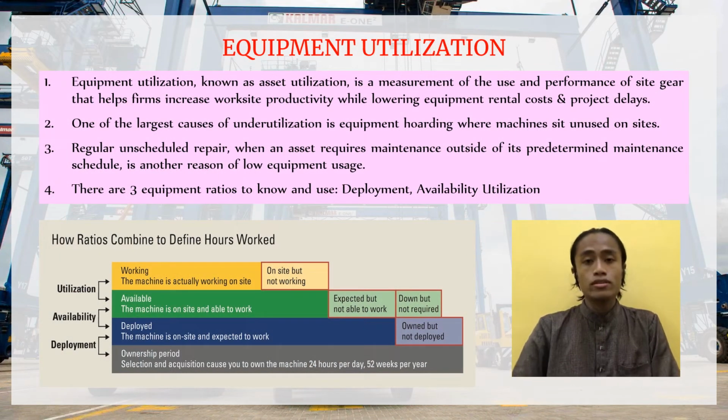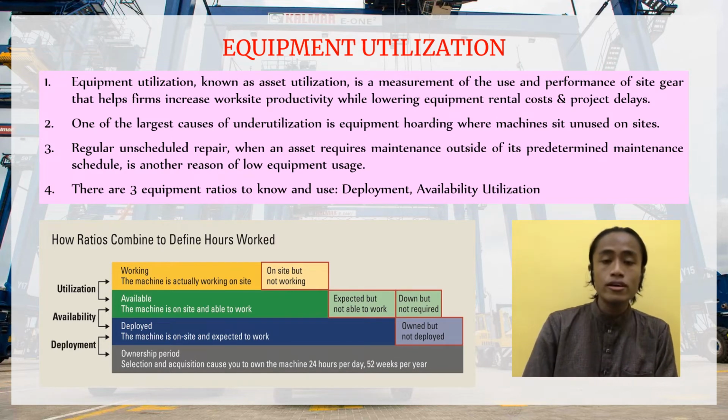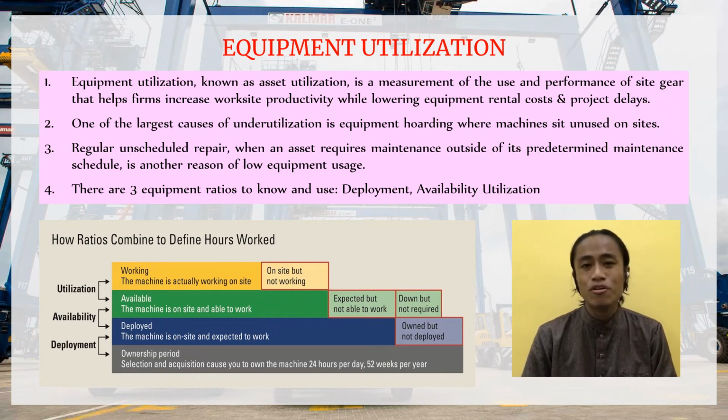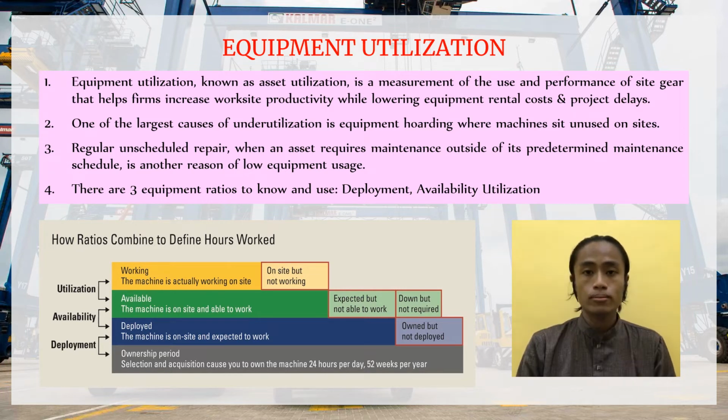Equipment utilization, also known as asset utilization, is a measurement of the use and performance of equipment that helps firms increase site productivity while lowering equipment rental costs and project delays. You may help avoid construction delays and excessive equipment rental expenditures by boosting equipment use. Equipment hoarding, when devices stay underutilized on the site, is one of the most common causes of underutilization. Having visibility into assets that are not being used and where they are situated can help to improve utilization.